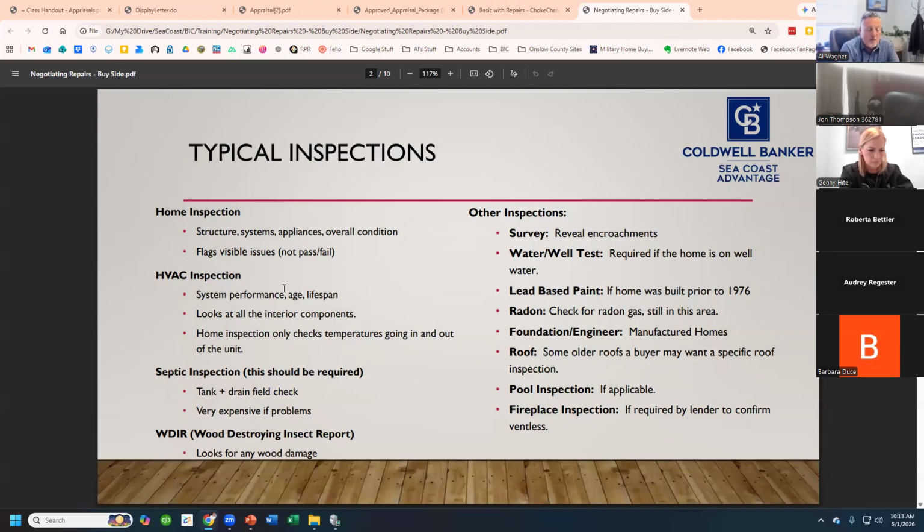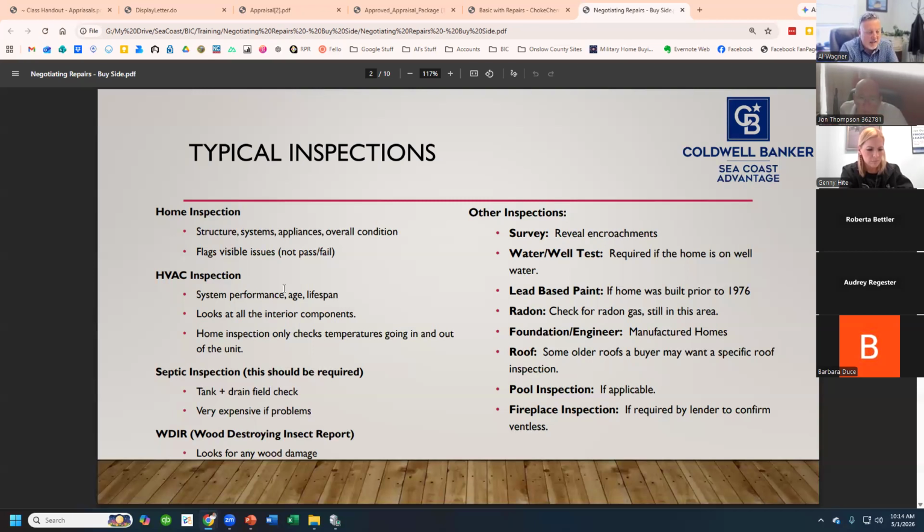An older roof, you may want to get a roof inspection done. The buyer may be concerned with that. Has anybody dealt with a buyer that just wants every possible inspection that there can be done? Anybody? Well, if you haven't, when you do, you're going to be very, very busy, okay? Because these are all the inspections they're probably going to want to have done.